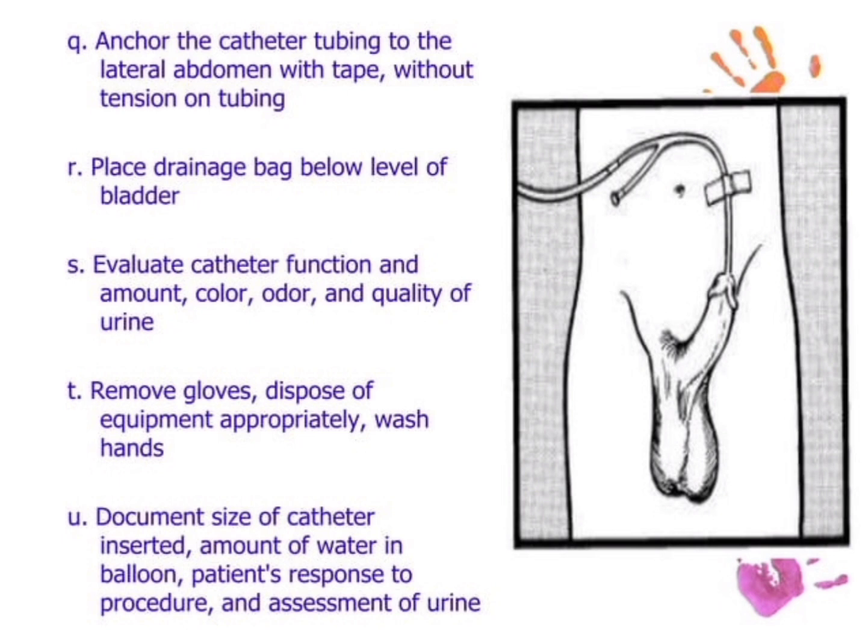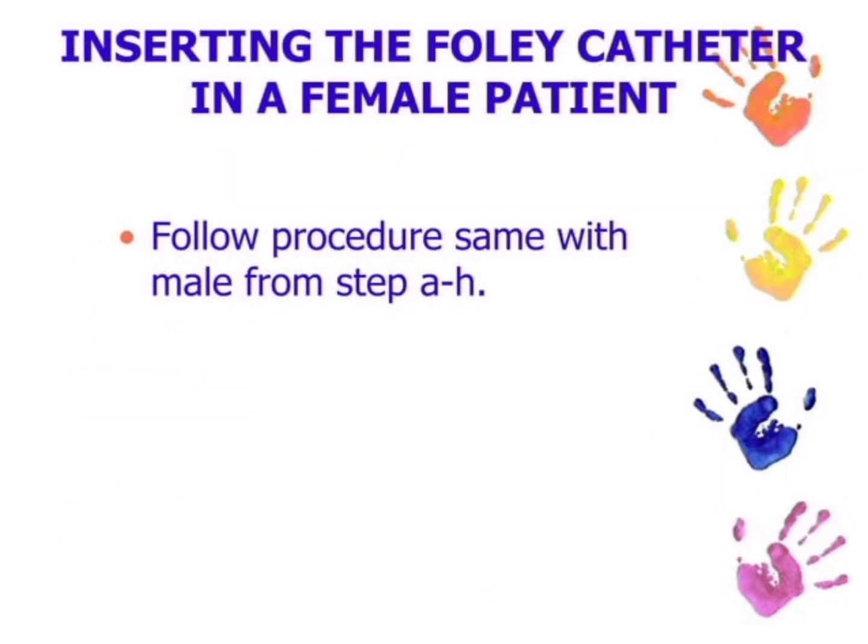Evaluate the catheter function and the amount, color, odor and quality of urine. Remove the gloves and dispose of equipment appropriately. Wash hands. Document the size of catheter inserted, amount of water in the balloon, patient response to the procedure, and assessment of urine.